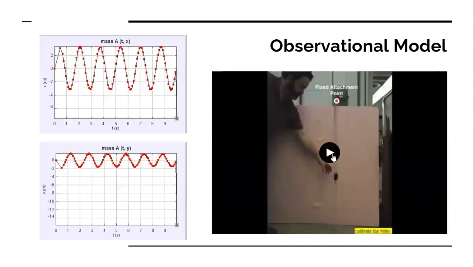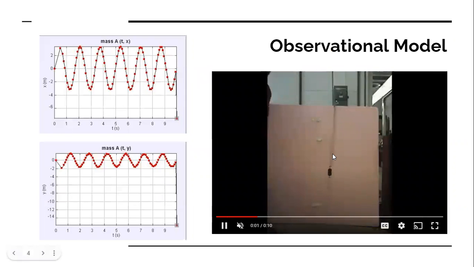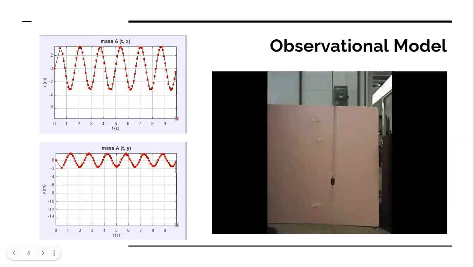Our observational model just shows a video of the spring in which it moves in an arc motion as it hangs vertically. The x position and y position graphs are to the left and describe its motion in each respective direction.